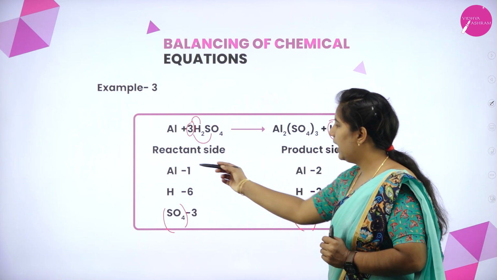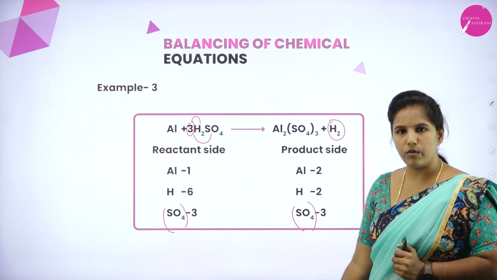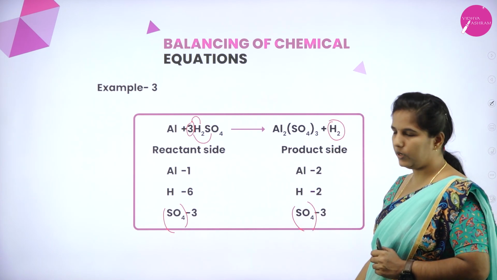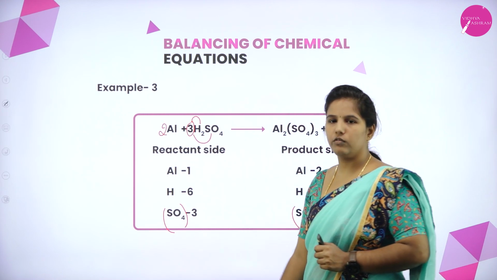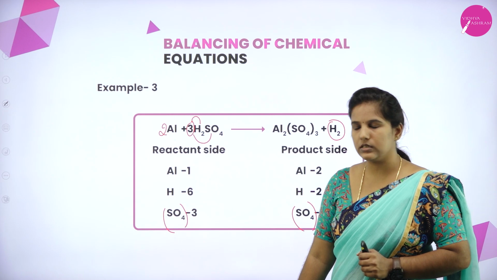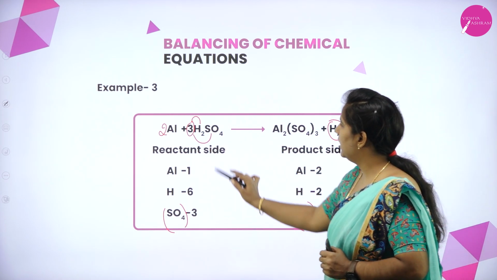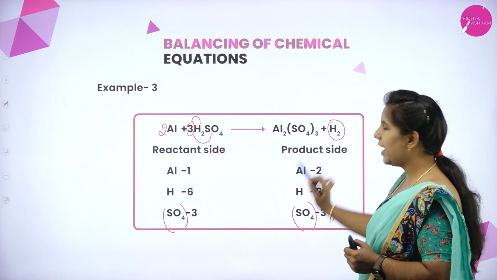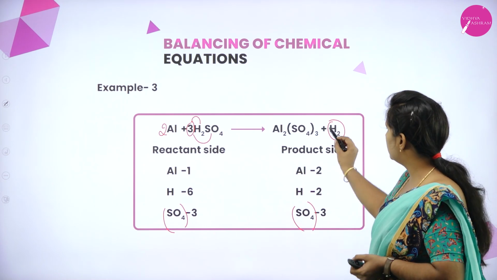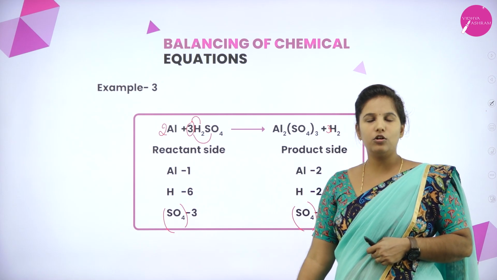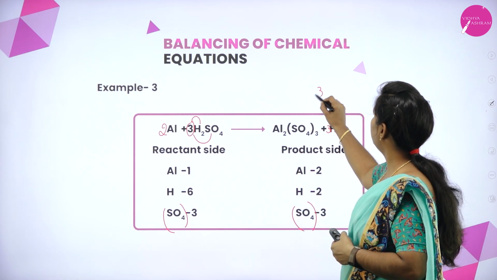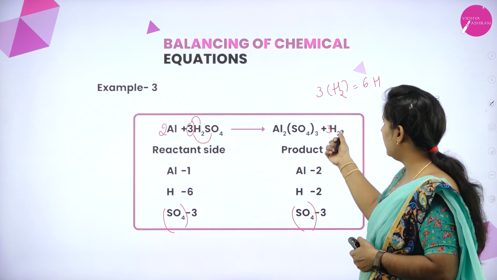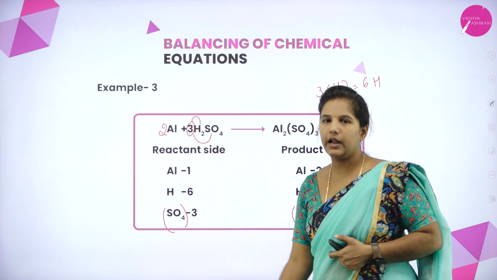Now we have to balance the number of atoms on the reactant side to the number of atoms on the product side. Since we have only 1 aluminium, but 2 aluminium here, I'll write 2 in front of the aluminium, so that aluminium is balanced. So 2 aluminium, 2 aluminium. Next, coming to the hydrogen. How many hydrogen atoms are there? 3 into 2, 6. But how many on the product side? Only 2. So I can write 3 here. So 3 into 2 hydrogen atoms becomes 6 hydrogen atoms, and here 6 hydrogen atoms.